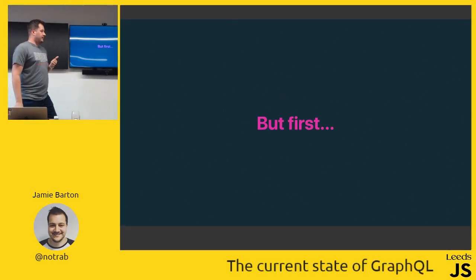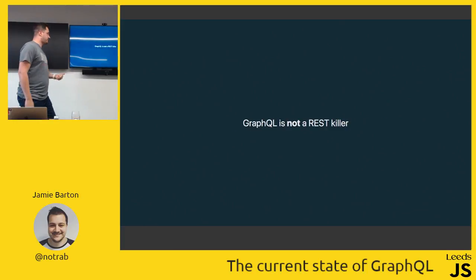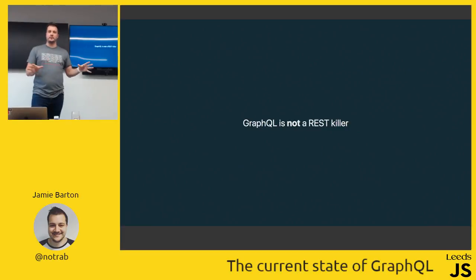But first, I just want to clear a few things up about GraphQL. It's not a REST killer. I've seen this a lot during the early days where people are like, oh, it's going to replace REST. There's so many endpoints. Those endpoints are cool and structured well. That's awesome. But it's not a REST killer. gRPC, REST, they're going to live long, so they're all still going to be there.